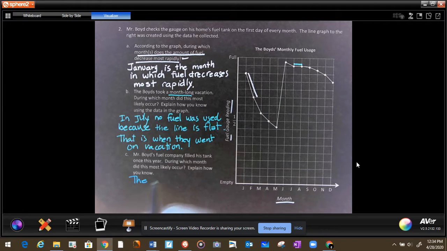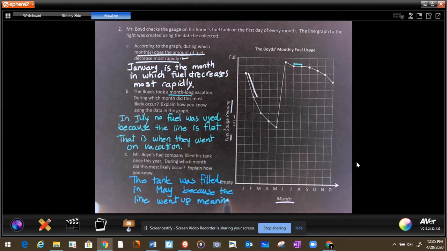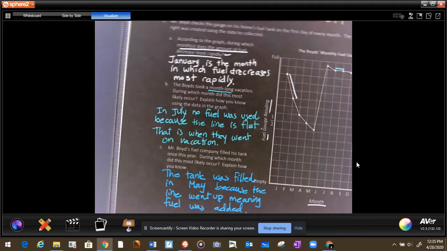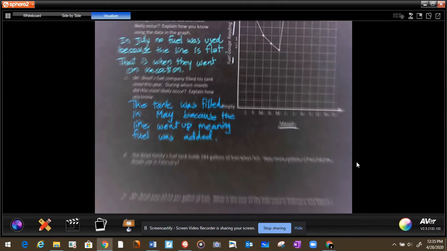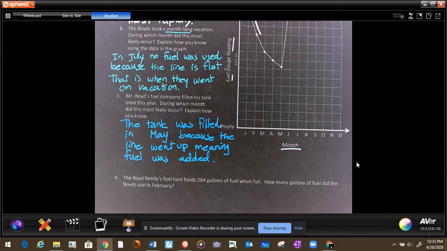The tank was filled in May because the line went up, meaning fuel was added. All right, we're almost done with this monthly thing. These difficult questions that we have here. All right, so that's the answer for that particular question.